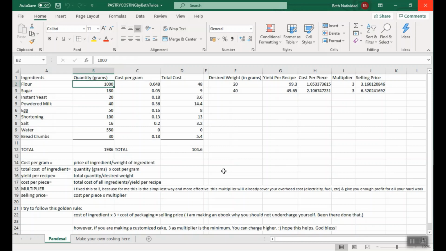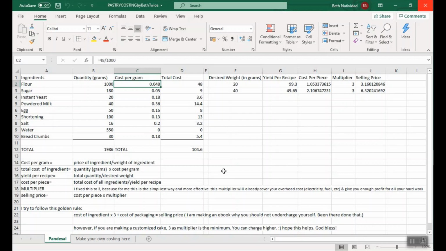For the recipe of pandesal, ang flour needs 1 kilo or 1,000 grams. Sugar needs 180 grams. Instant yeast 20 grams. Powdered milk 40. Egg 50. Shortening 100. Salt and so on. Ito yon. For the next column, you should be able to determine the cost of the certain ingredient per gram.